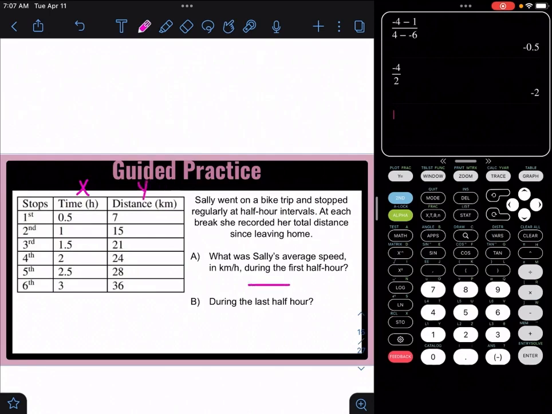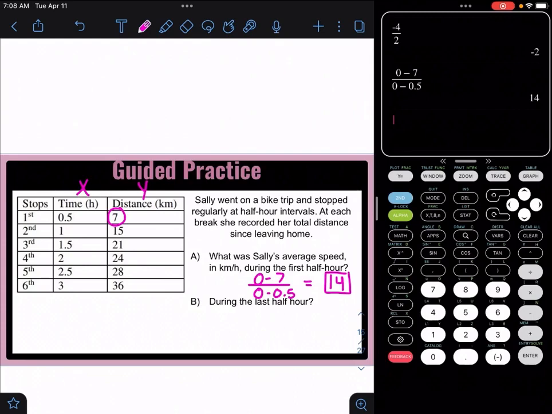So I'm trying to find out from 0 to 0.5. Well, let's think about it. At 0, she must have been 0 away from home because she was still home. But then at 0.5, she was 7 away from home. So let's type this fraction into the calculator. 0 minus 7 over 0 minus 0.5. And that gives us an average speed of 14.